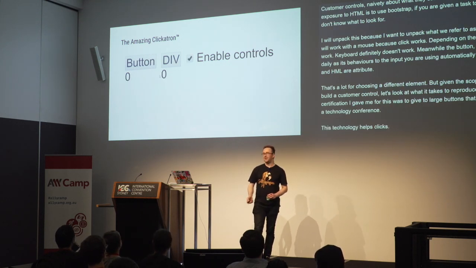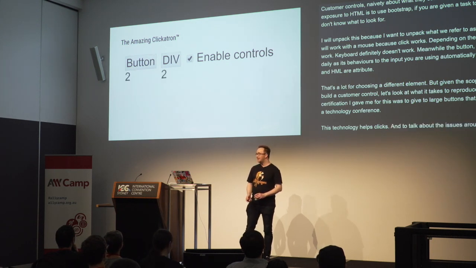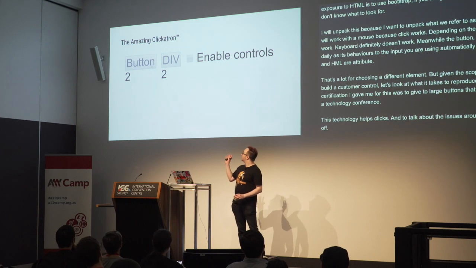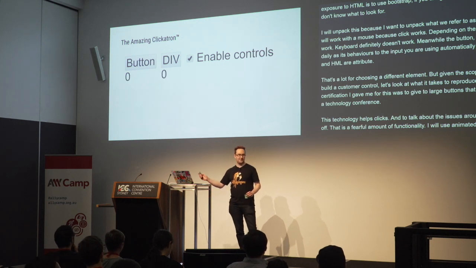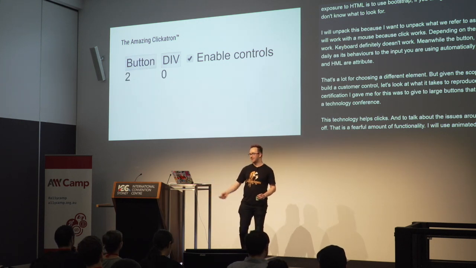It counts clicks. And just to make it a little bit easier to talk about some of the issues around things, you can turn it on and off. That's a fearful amount of functionality, right? And you can see, I'm going to use animated GIFs for this. You can just see an example of the Clickertron in action here. Because I have offended the demo gods in the past, I'm not going to do live code.